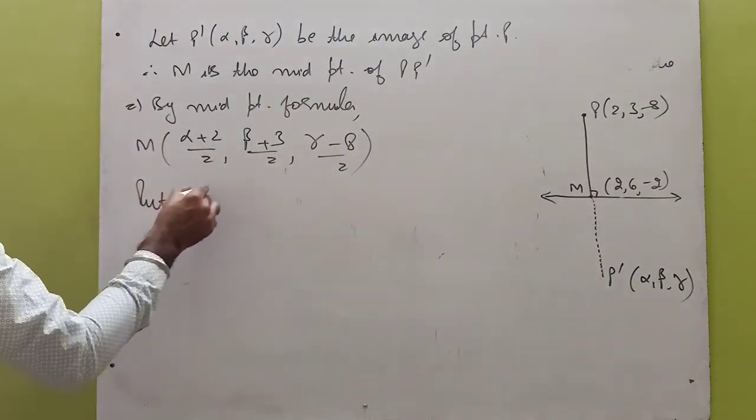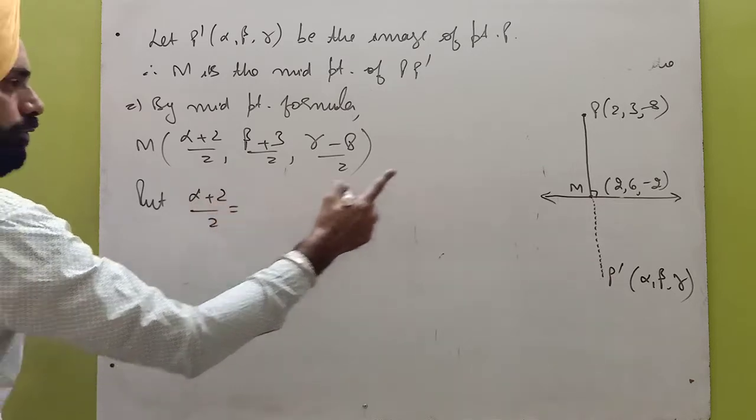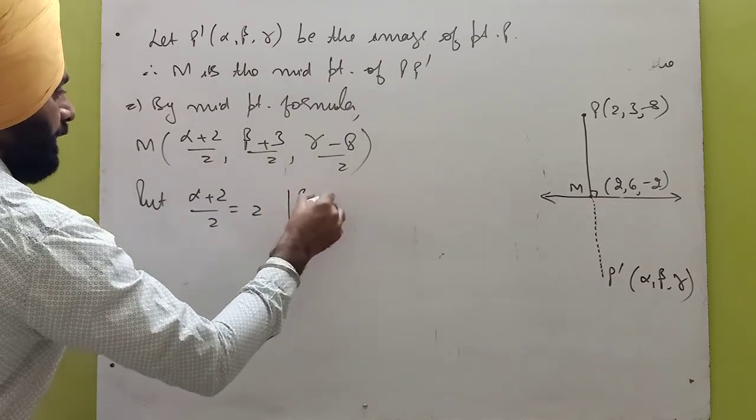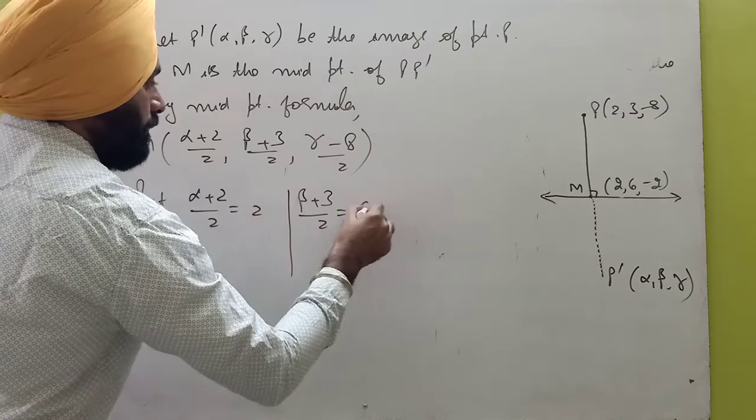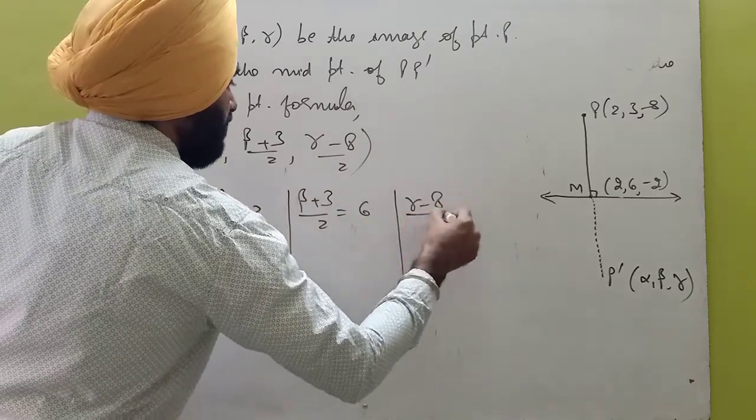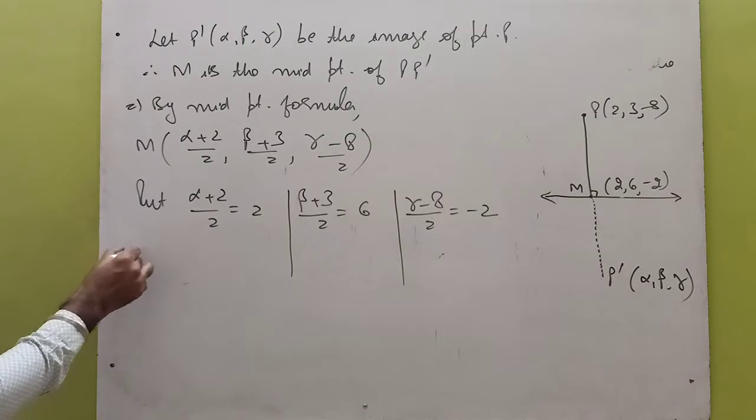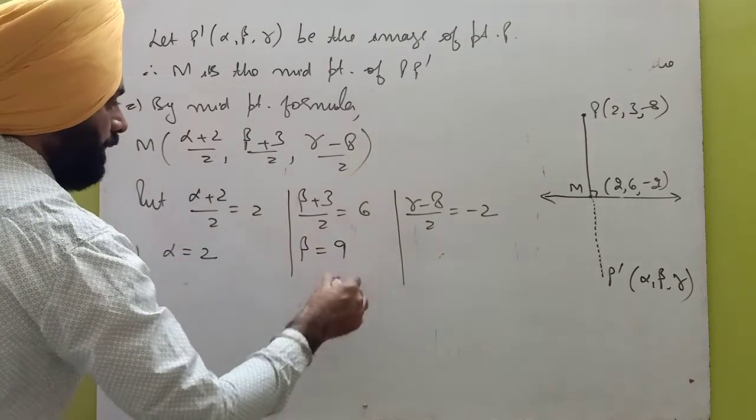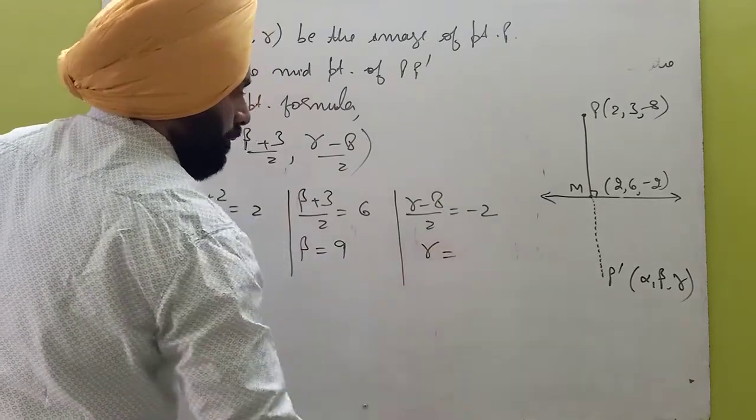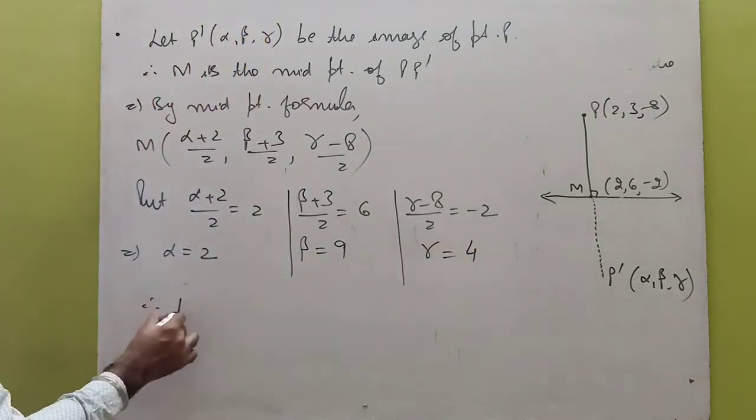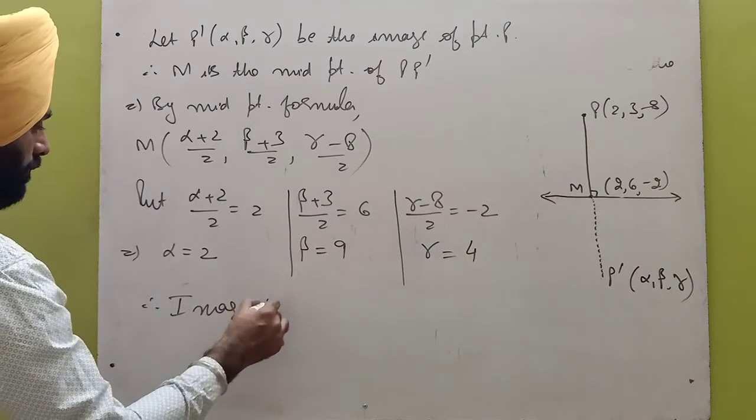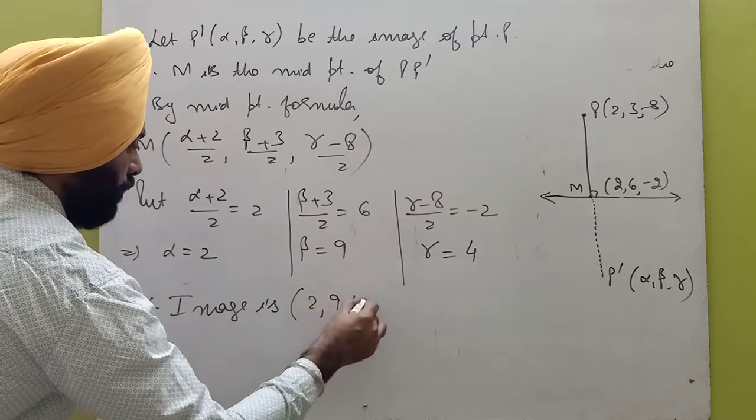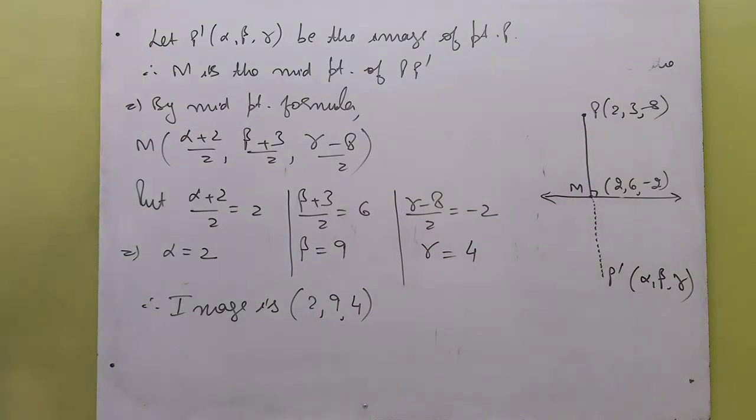Therefore, by comparing, put first coordinate equal to 2, second coordinate beta plus 3 by 2 is equal to 6, and third coordinate equal to minus 2. So find the values: alpha is equal to 2, beta is 12 minus 3, 9, and gamma is minus 4 plus 8, that is 4. Therefore, image is 2, 9, 4. And this is a very important concept. 2, 9, 4 is the image of the point 2, 3, minus 8.